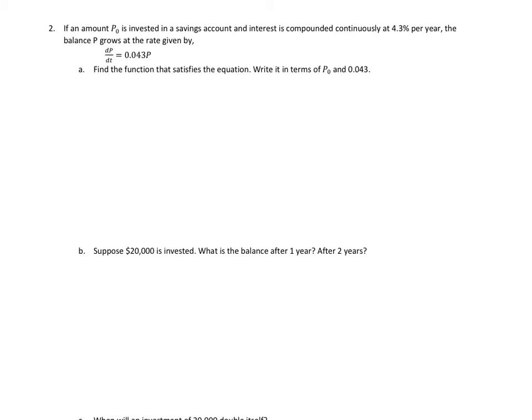Since the derivative of P is equal to a constant times the function P, we know that the equation for the function P has to be an exponential function. So we need to come up with an equation that looks like P of t equals P sub 0 e to the kt, where P sub 0 is our initial amount and k is our growth rate.